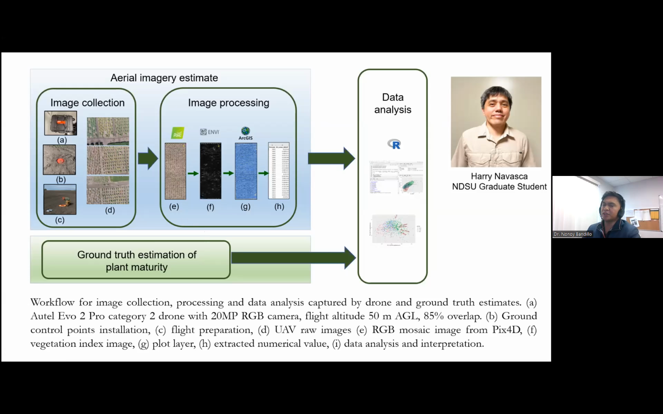And it's pretty much the same workflow that I mentioned, except that it's more detailed. For example, for image collection, you can see the B here. We need the ground control points installation because that is a reference later for tracking the images. And then this is when he's getting ready for the flight. And these are the raw images. And then after that, you're going to process that, get the mosaic image using Pix4D, and then calculate the vegetation index using NDI, and then plot layering and masking, and then extract the numerical values, and then downstream analysis using whatever software you want to use.